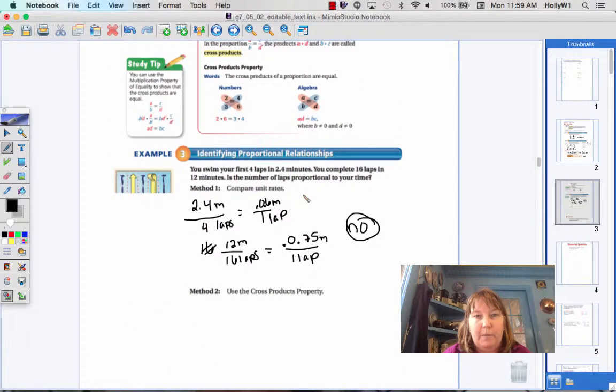And I'm going to go back up here. The cross property means that I take the top of the first ratio and multiply it by the bottom of the second, or the numerator of the first ratio by the denominator of the second ratio, and then the numerator of the second ratio times the denominator of the first. So if I multiply these, are these in a proportional relationship? Well, 2 times 6 is 12. It's equal to 3 times 4. That is 12, so yes, that is proportional.